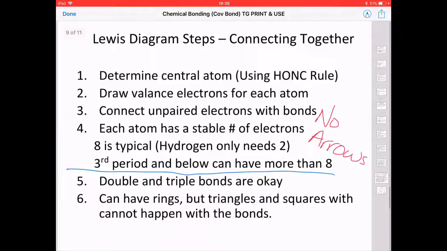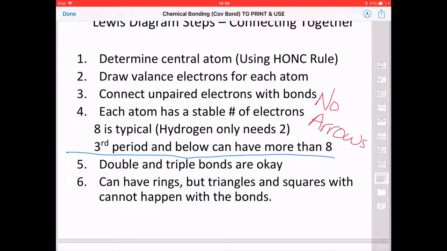The last section of your note sheet is the Lewis diagram steps. There are 6 steps here. The first 4 are actual steps. The last 2 are just notes that I want you to have. The first one is to use the HONC rule to determine your central atom. The atom in your formula that wants the most number of bonds is going to go in the middle. Once you have that in the middle and your other atoms around it, you can draw your valence electrons and go on to step 2.